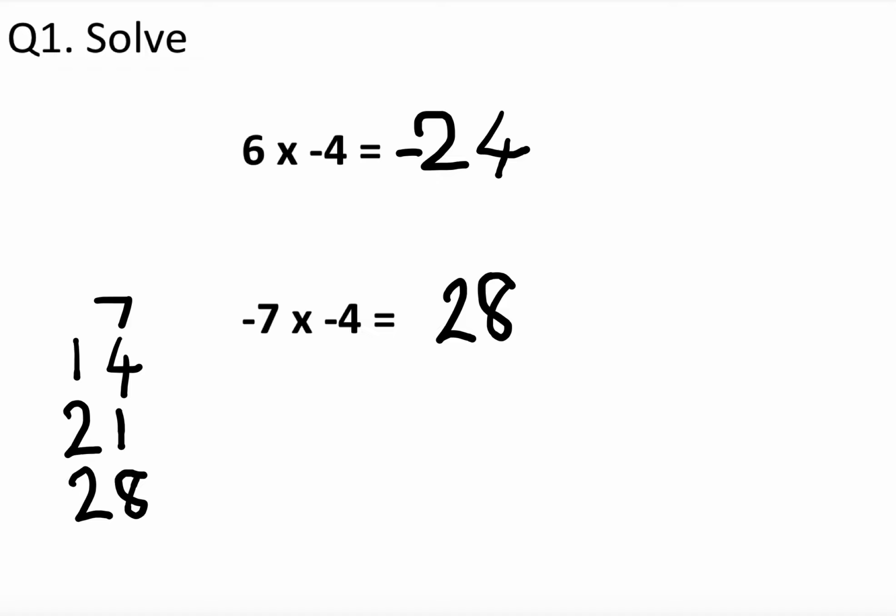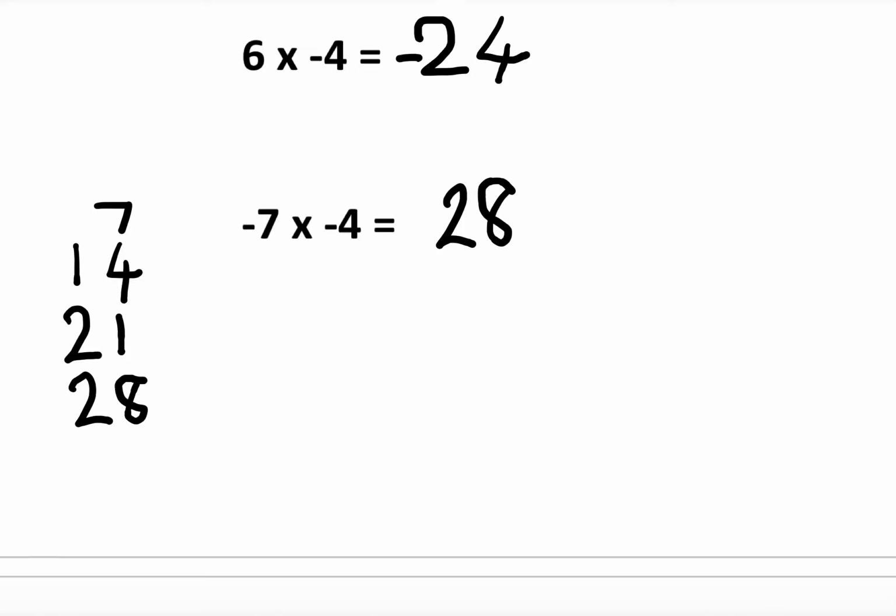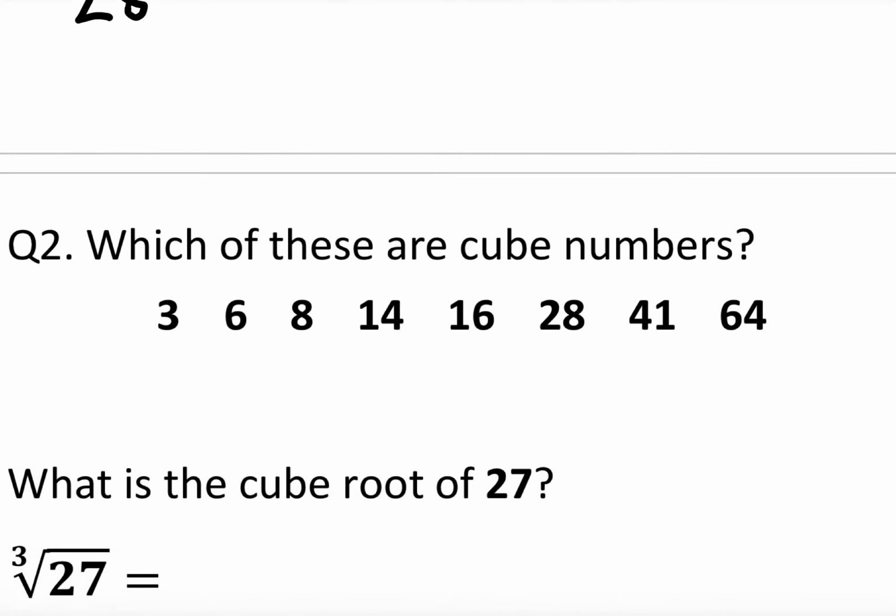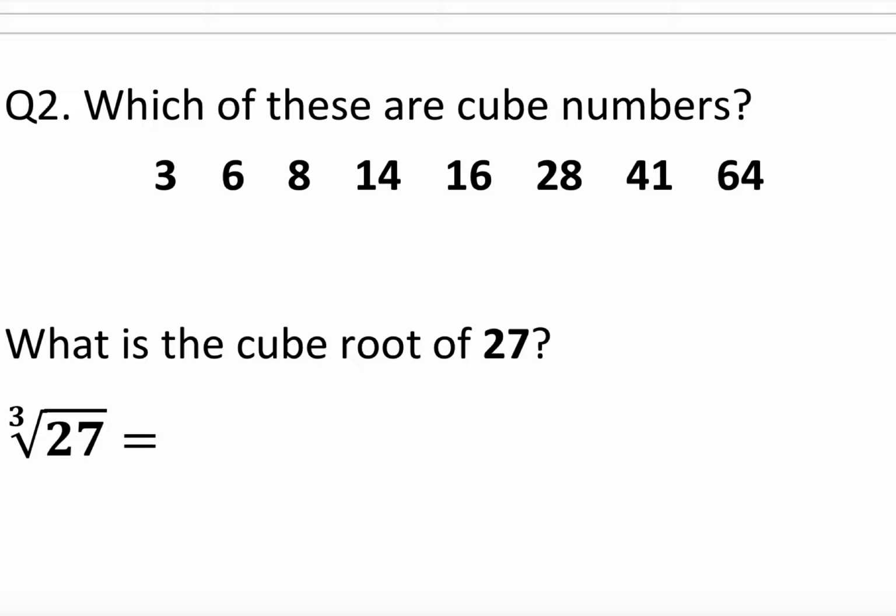So if we write down 28 there, and again, if we look, we've got a minus and a minus. If they're 2 pluses, you're going to get a plus. If they're both minuses, it's going to be a plus. So the answer is 28. Let's move on to the next question. I hope you understand that one and followed it. Question 2.